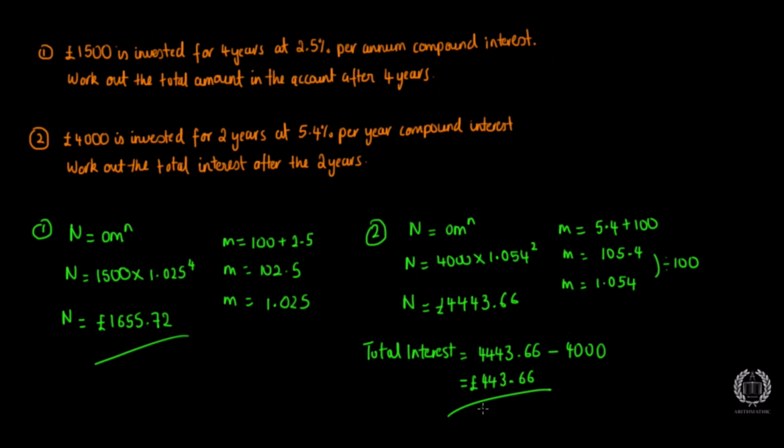So hopefully you've taken something from this video and you understand how to use the compound interest formula. It's very simple when you look at it, because it's really just finding the multiplier and then putting it in the equation with your original value, and then literally using your calculator to find the final value.